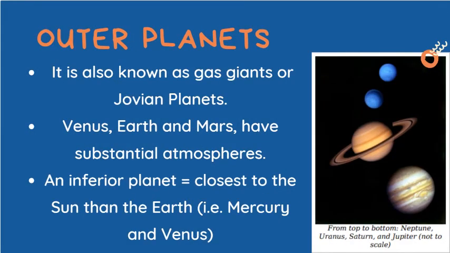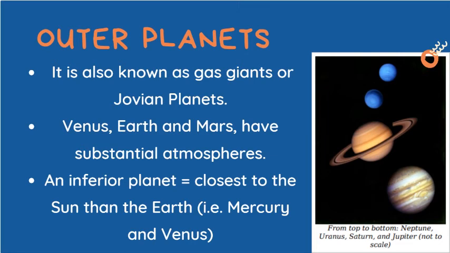The second type is the outer planets. The 4 outer planets or gas giants, sometimes also called Jovian planets, collectively make up 99% of the mass known to orbit the Sun. Jupiter and Saturn's atmospheres are largely hydrogen and helium. Uranus and Neptune's atmospheres have a higher percentage of ices, such as water, ammonia, and methane.